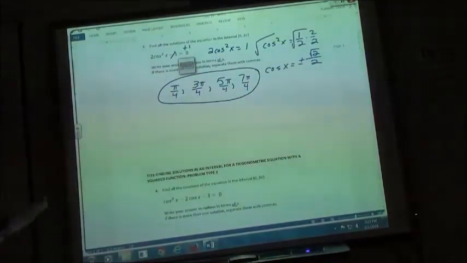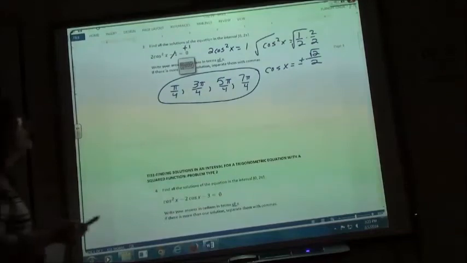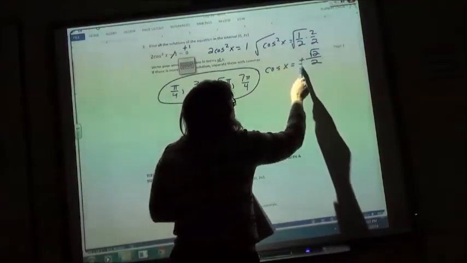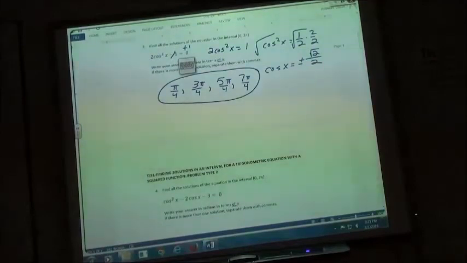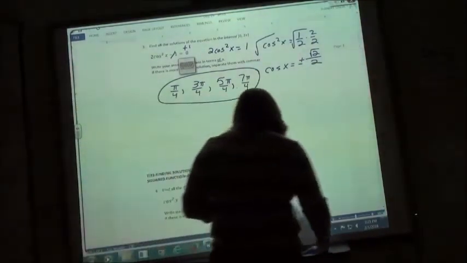So I have pi over 4, 3 pi over 4, 5 pi over 4, and 7 pi over 4. So just solving those and remembering when I do the square root, I have plus or minus my answer. So I end up with 4 answers usually, 2 for each of them.